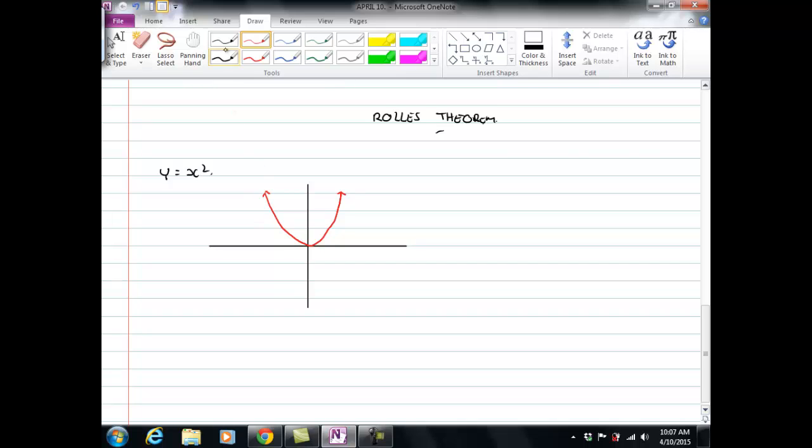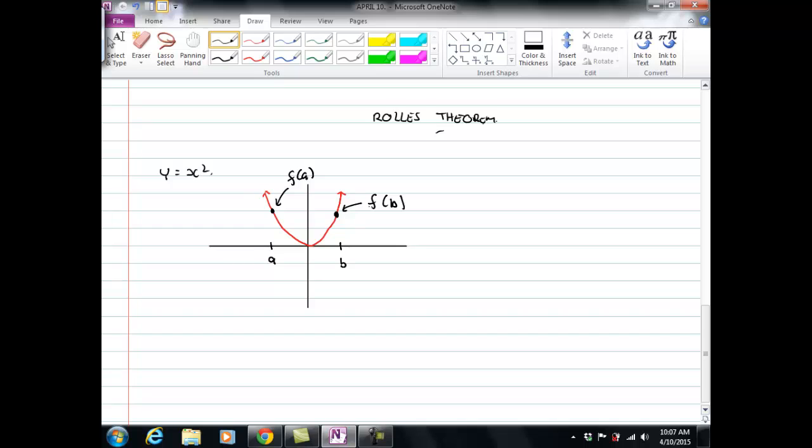I'm going to choose a point A. We'll call this point A somewhere. Very, very simple concept. I'm going to go to A, and we'll call this point f(A). I'm going to choose another point anywhere along this graph you want. We'll call this point B, and we'll call this f(B). And here's what the theorem states.